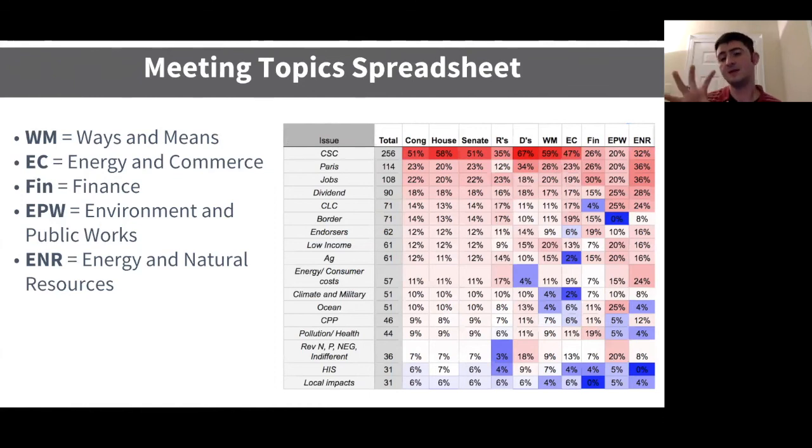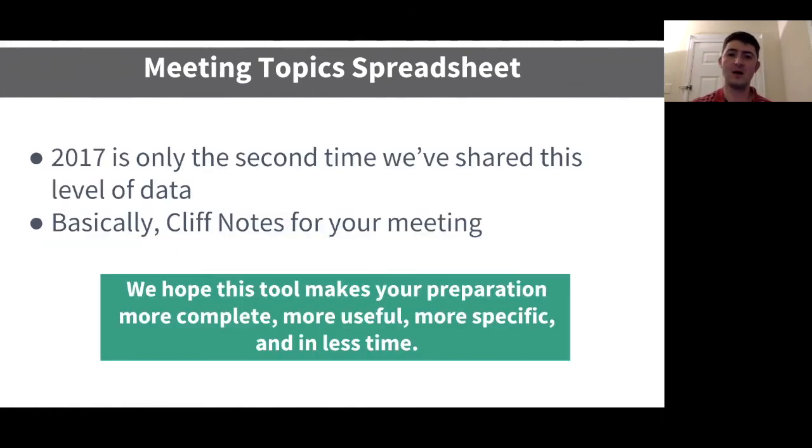So that's what this tool is. That's how we hope you'll use it. We hope you use it to really do some research in advance. Of course, you know what your member of Congress is likely to bring up because you've been meeting with them for sometimes years now. And so you can use this tool to directly connect yourself to the existing CCL resources about this. 2017 is only the second time that we've shared this level of data with you, but we're very excited about it. And again, basically, this is Cliff Notes for your meeting.